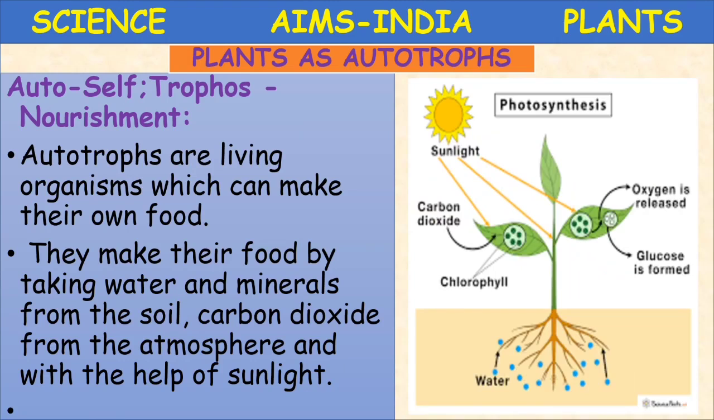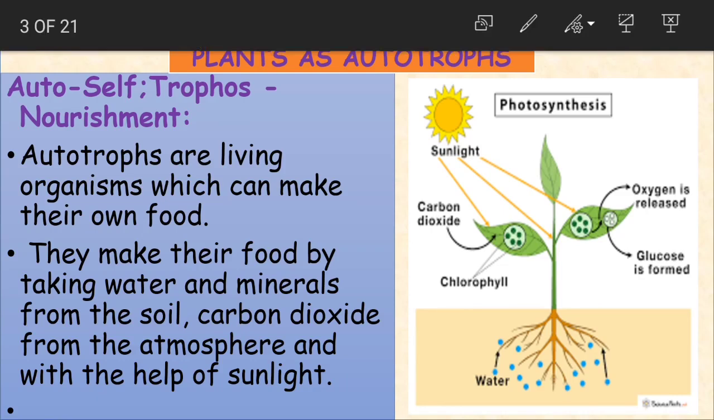As we learned, all green plants make their own food. As plants are living things, we call them living organisms which make their own food. They make their food by taking water and minerals from the soil, carbon dioxide from the atmosphere, and with the help of sunlight. Clear children? How do they make their food? By the process called photosynthesis, as you see in the picture.